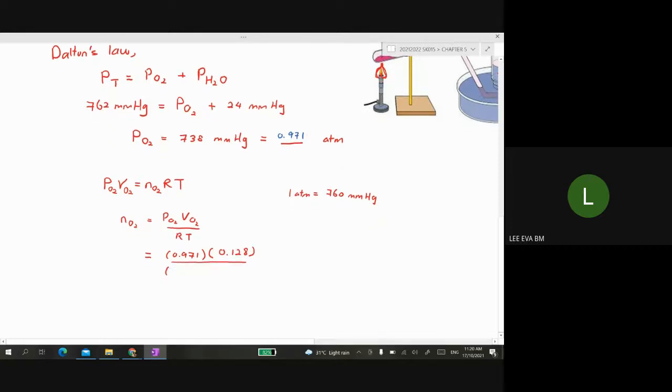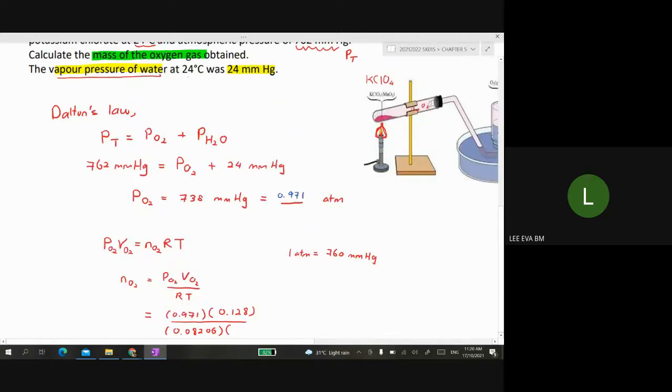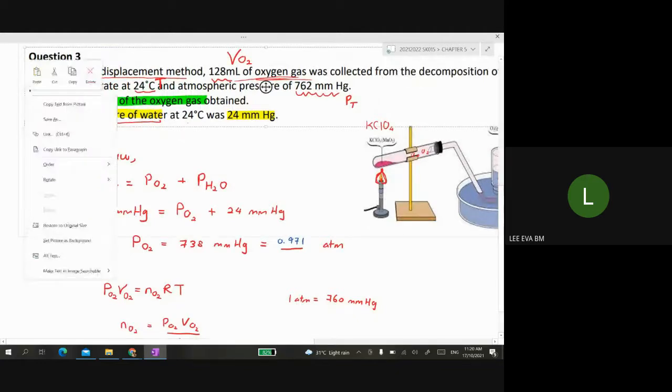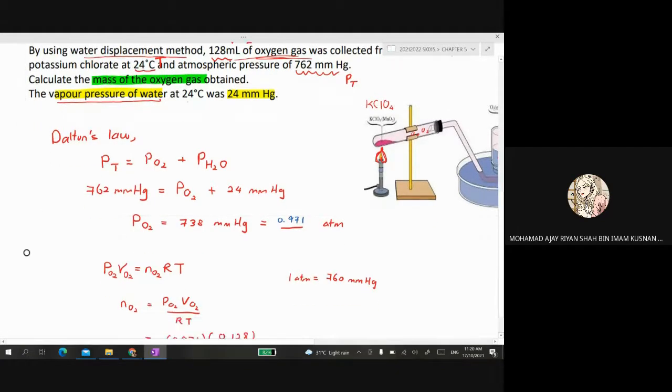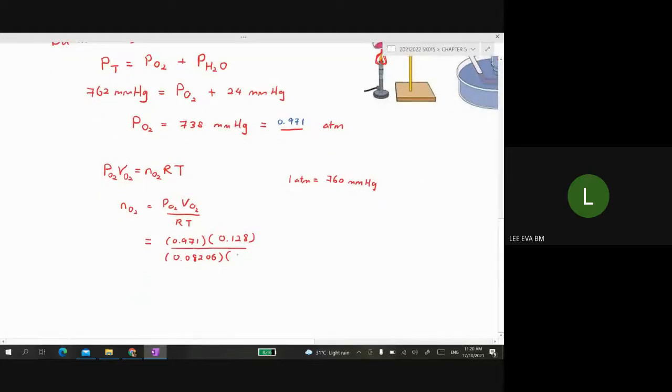The value of the gas constant is 0.08206. And how about the temperature? Do I need to do anything with the temperature? Convert into Kelvin. The value will be 24 plus 273.15, and then you will get 297.15. Okay, very good. Try to find the number of moles of your oxygen.